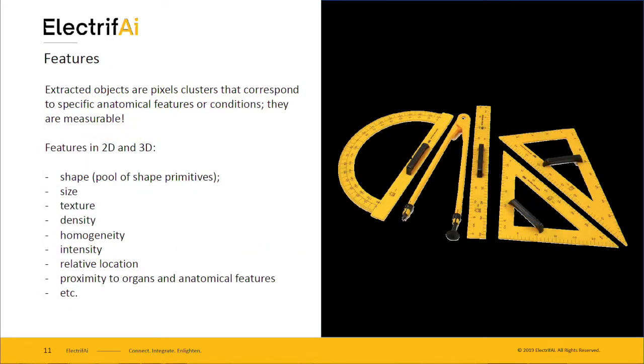The features that we measure are in the order of approximately 120 different distinct features. And they can be extracted out of 2D or 3D data sets. To be a little bit more precise, we have a very rich class of shape descriptors. We have size, texture, density, homogeneity of components, intensity, relative location, and proximity to various landmarks, organs, and anatomical features on the body.